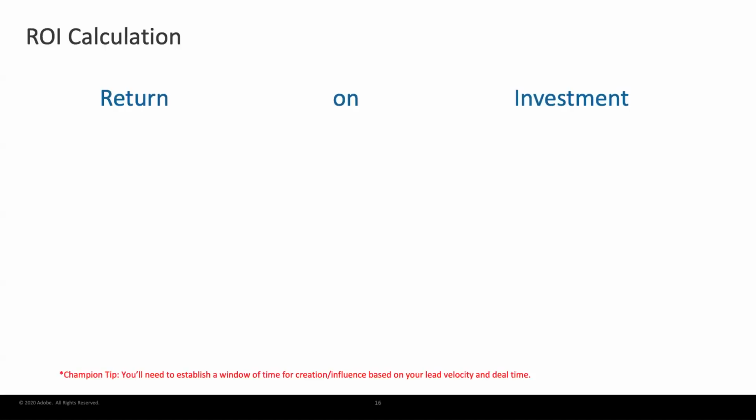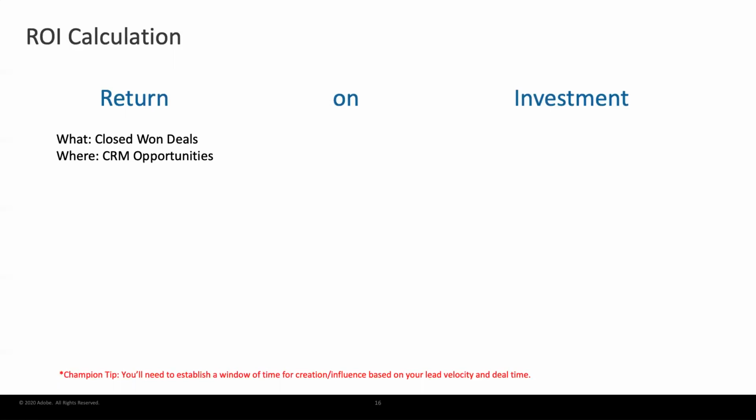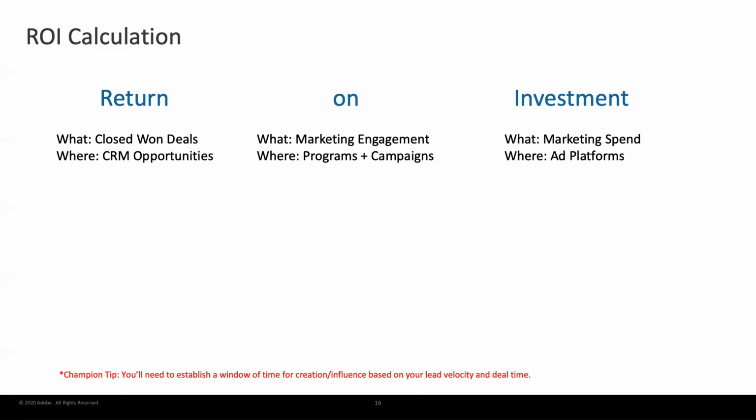So this is pretty basic, but I want to really start at a basic place and then build up to something a little bit more complex. So obviously, when we talk about ROI, we're talking about return on investment. And when we talk about return on investment, what we're talking about are obviously closed-won deals. These typically live on CRM opportunities, marketing engagements that are driving eventually to that down funnel revenue, and then your marketing spend, your ad platforms, other areas where you're spending to promote the brand or get engagement.